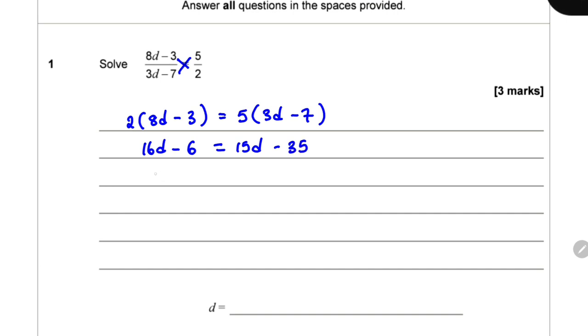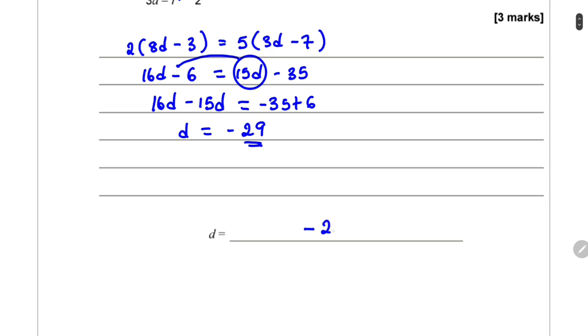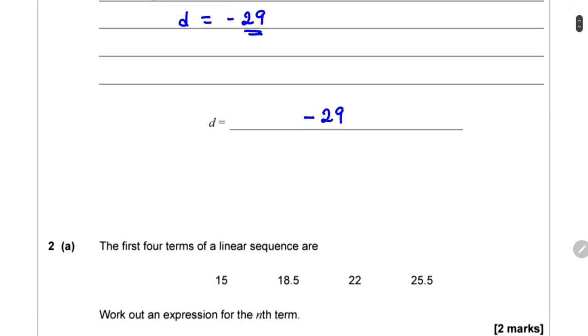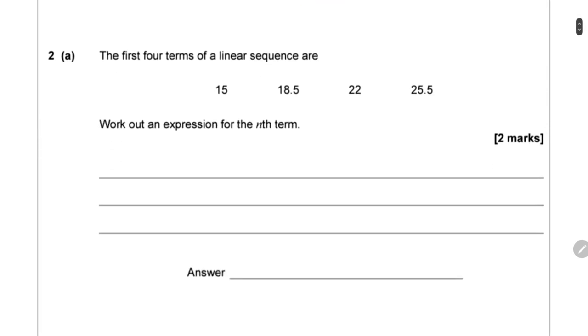Then we collect like terms, so that this is going to be 16d minus 15d. That is this moving over to this side. Then minus 6 moving to this side becomes minus 35 plus 6. So this is going to be d is equals to minus 29. So this is minus 29 as our answer. Let's quickly move to the second question.